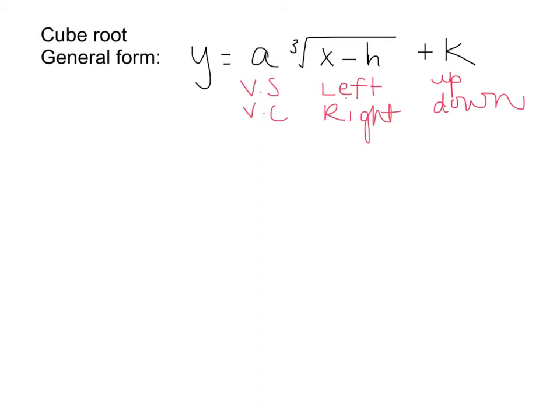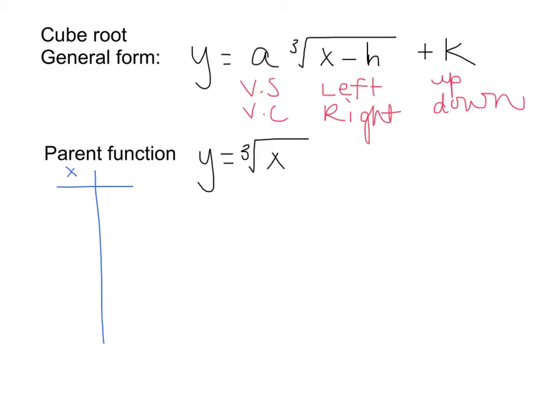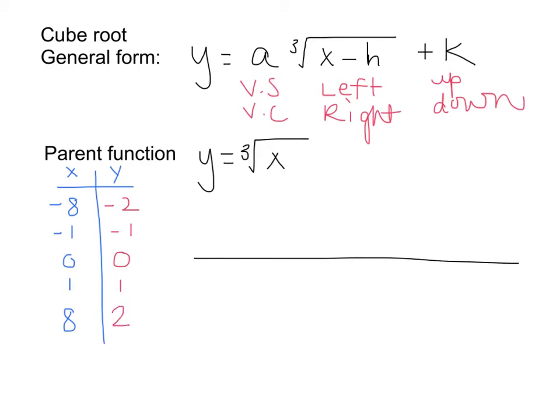So let's look at what the parent function looks like. The parent function is y equals the cube root of x. So if you think about cube roots, you can plug in negative and positive numbers. And I'm just going to pick numbers that are perfect cubes. So negative 8 is a perfect cube, negative 1 is, 0 is, 1 is, and then 8 is again. So the cube root of negative 8 gives me negative 2. The cube root of negative 1 is negative 1. Cube root of 0 is 0. Cube root of 1 is 1. Cube root of 8 is 2. And I'm going to draw you what this looks like.